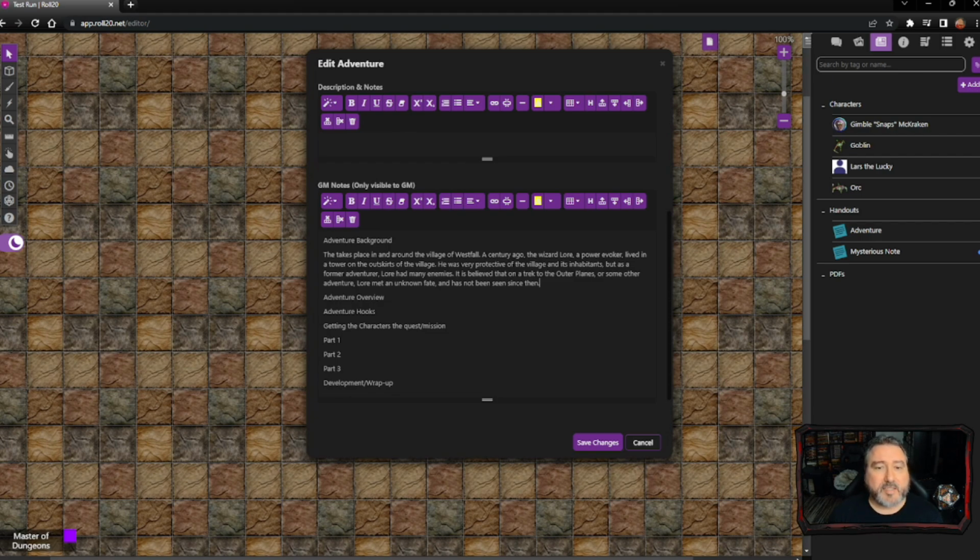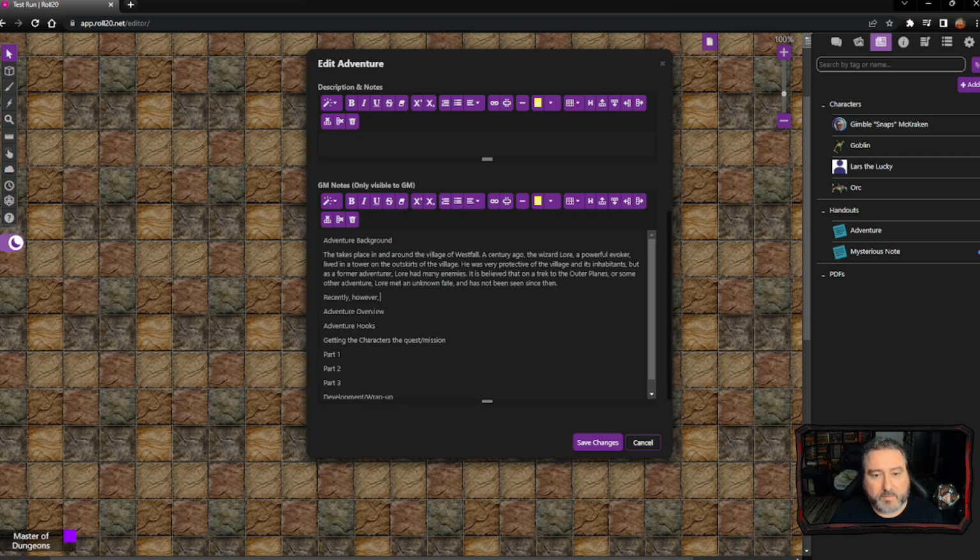So what we're going to say is it takes place in and around the village of Westfall. A century ago, the wizard Lore, a powerful evoker, lived in a tower on the outskirts of the village. He was very protective of the village and its inhabitants, but as a former adventurer he had many enemies, and he hasn't been seen since he last left.